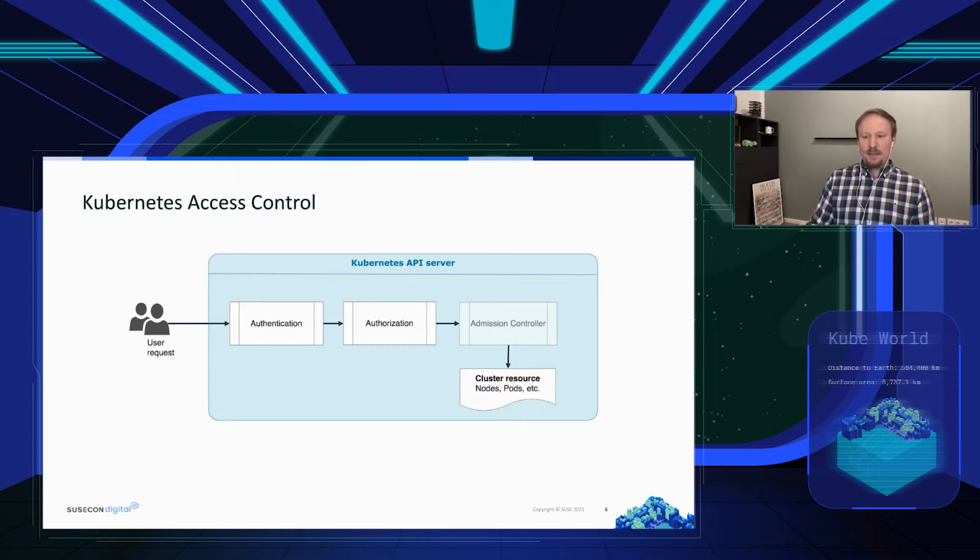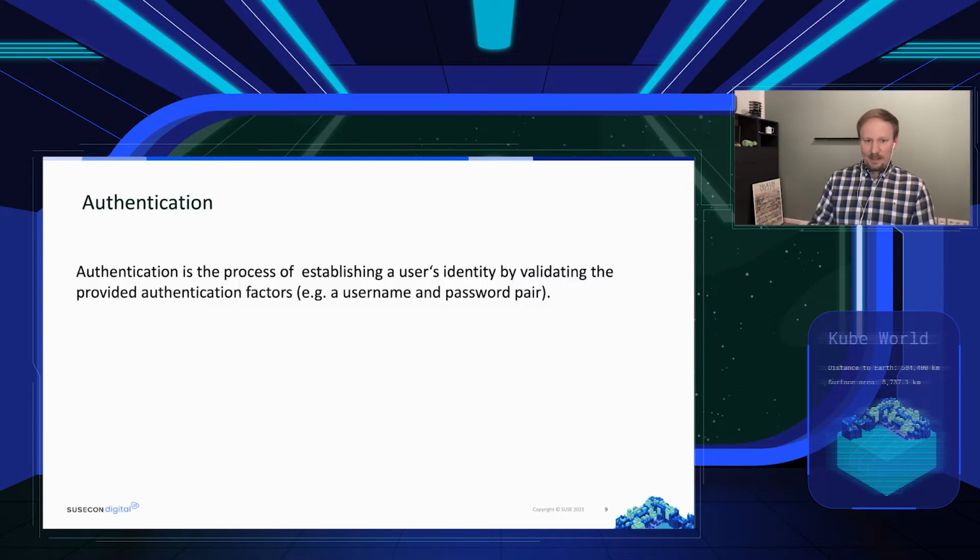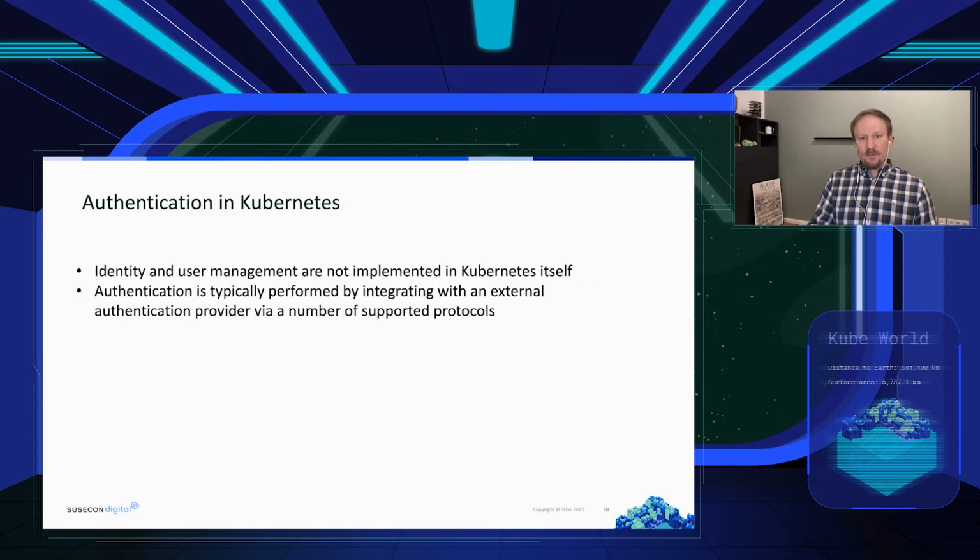If you look at the elements of Kubernetes access control, this really consists of an authentication part, an authorization part, and then we also have an admission controller part, which we're going to talk about later on. This is what separates a user request from some data being read out or committed to the etcd data store. So what do we mean by authentication? Authentication is the process of establishing a user's identity by validating the provided authentication factors, which could be a username and a password pair.